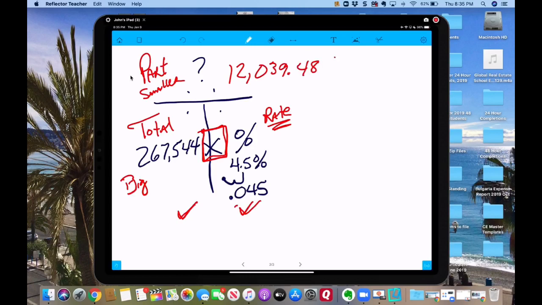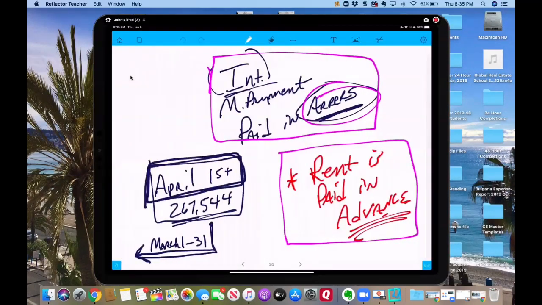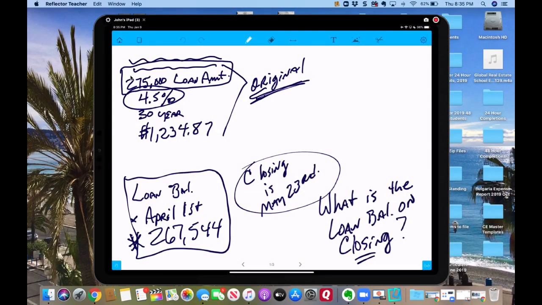$12,039.48. Now, what is this? This is your annual interest. That's the annual interest you would earn, or pardon me, that you will pay based on this loan balance. Okay? Now, when we come back over here and look at this number right here, what is this? This is the monthly principal and interest payment. P&I, principal and interest payment.